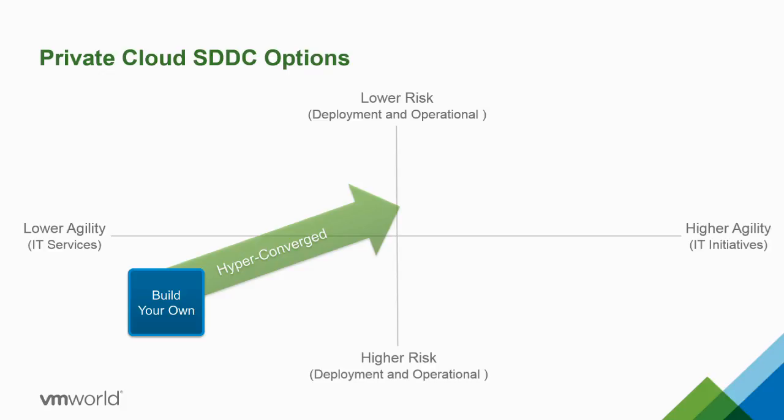With EVO SDDC, which is what I'm talking about today, we plan to make it even easier. We want to take it to the rightmost quadrant, uppermost quadrant, so that you get higher agility as well as lowest risk by simplifying all the parts of the infrastructure. And that's what I'm going to talk about today.